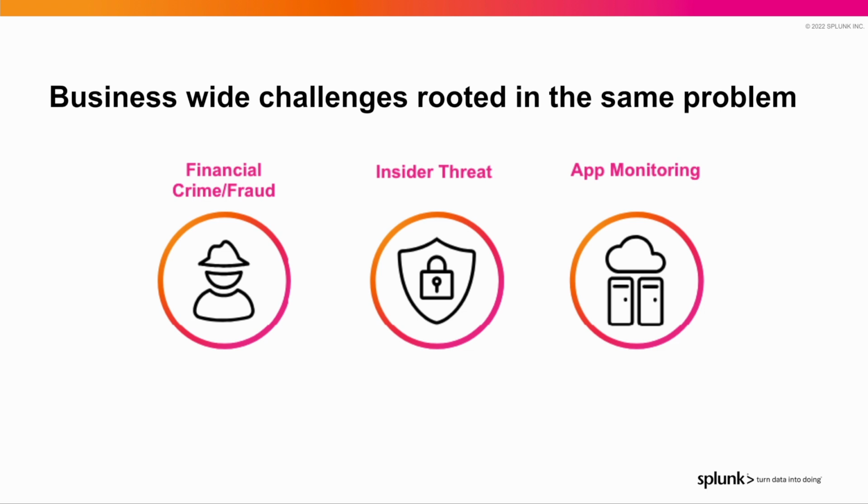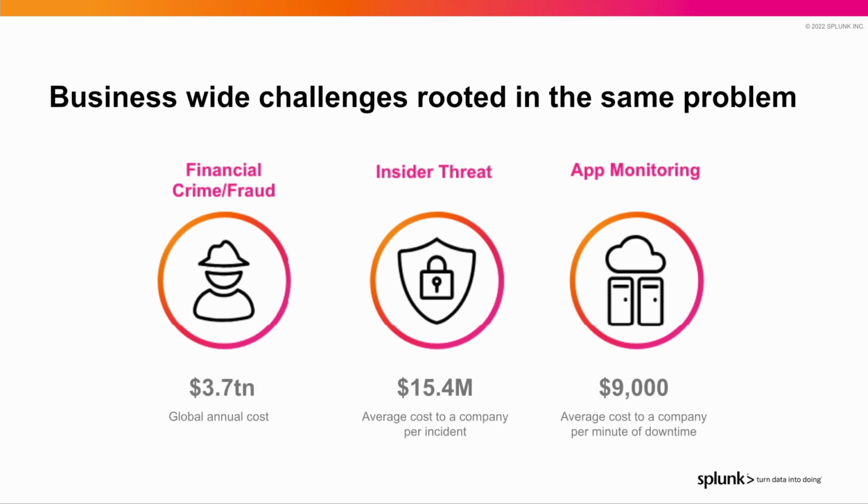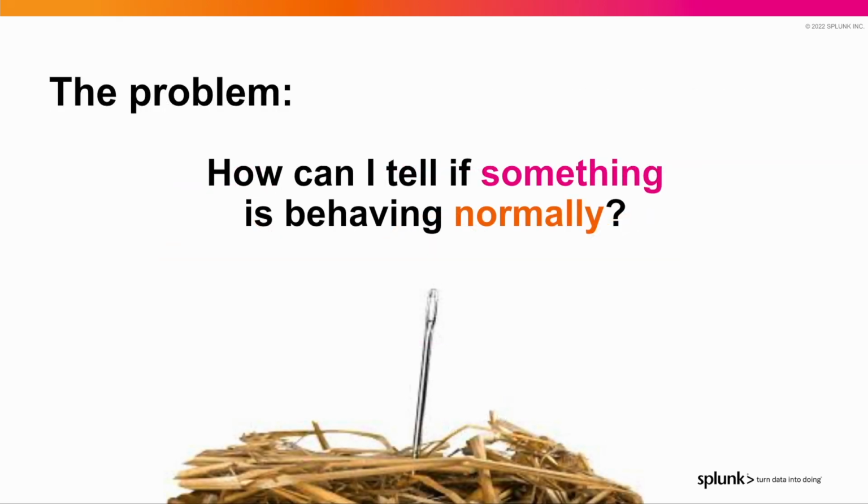And these are costly problems too, whether it's fraud, where the total annual cost is estimated to be 3.7 trillion a year globally, insider threat, which on average costs businesses over $15 million an incident, or downtime, which has an estimated impact of $9,000 a minute. Customers all want to know the answer to one simple question. How can I see when something is behaving normally or abnormally?